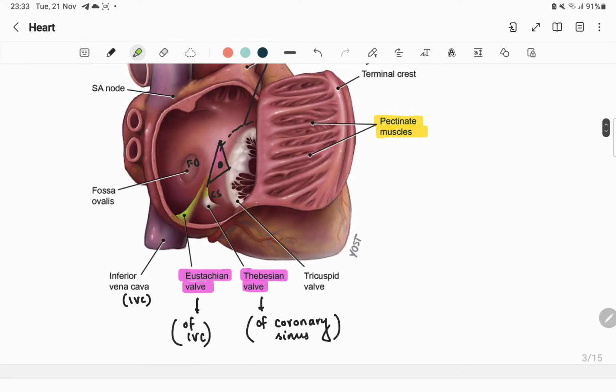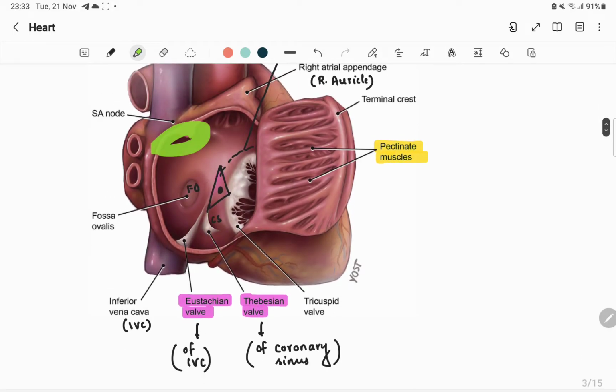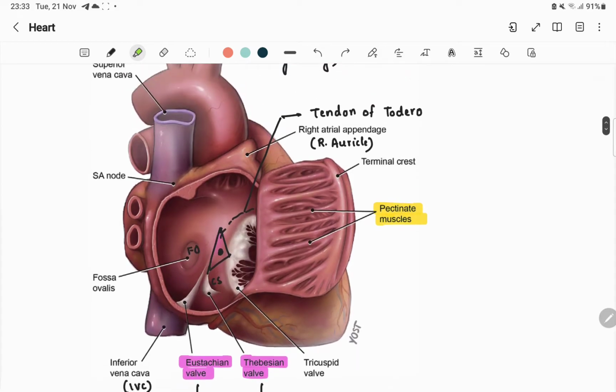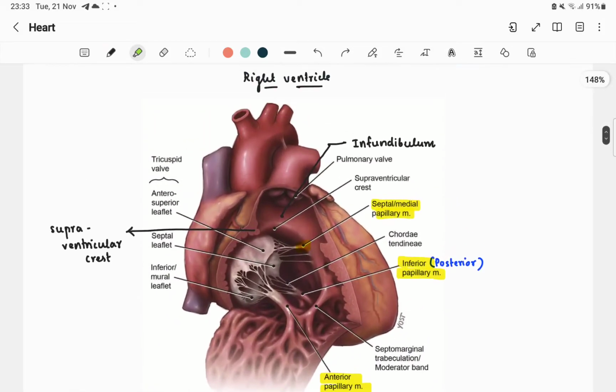Then we have the eustachian valve of the inferior vena cava. The inferior vena cava opens at the valve which is called the eustachian valve. Then we have the Thebesian valve, which is the valve of your coronary sinus. The coronary sinus opens at the Thebesian valve. And the opening of the SA node is there. This you can correlate. After this, let's discuss the right ventricle.